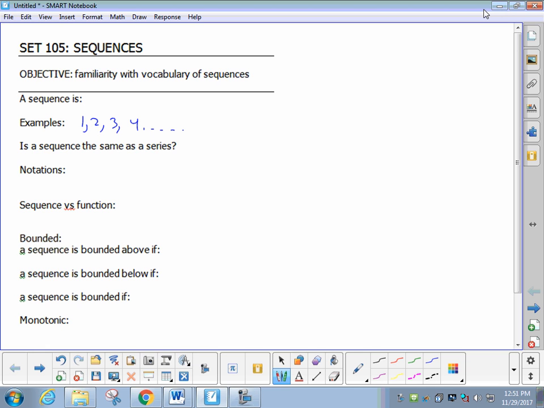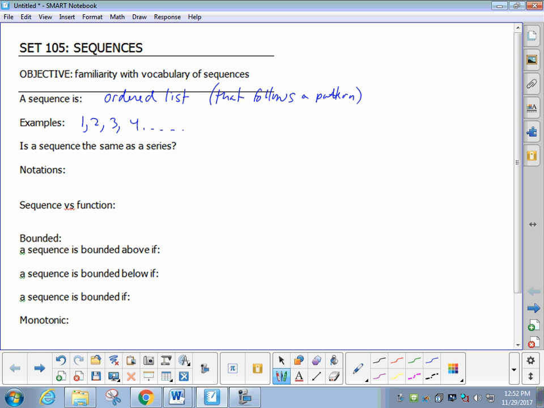Consecutive, let's talk ordered. An ordered list that follows a pattern. Usually in math, there is actually a whole field of random variables, but we're not going to deal with that. We're going to follow a pattern.